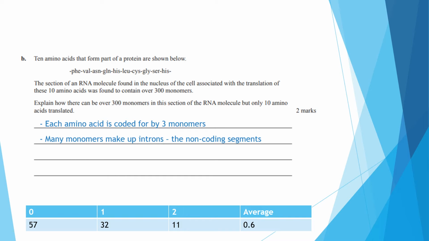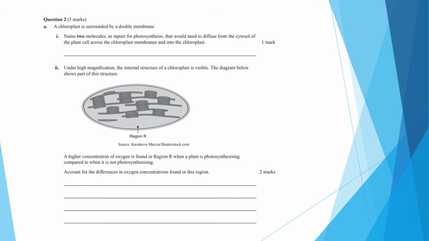For 2 marks, you have to provide 2 facts, which are, firstly, each amino acid is coded for by 3 monomers. This counts for exactly 30 monomers of the 300. The remaining monomers are made up of introns, which are the non-coding segments of mRNA. The clue here that the paper provides is that this section of the RNA molecule was found in the nucleus of the cell, which means that the introns are still within the mRNA. The breakdown in terms of marks for this question was pretty similar to the previous.